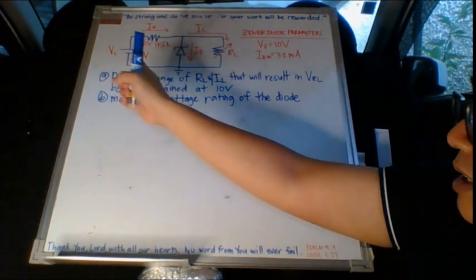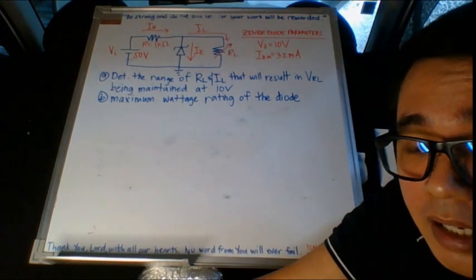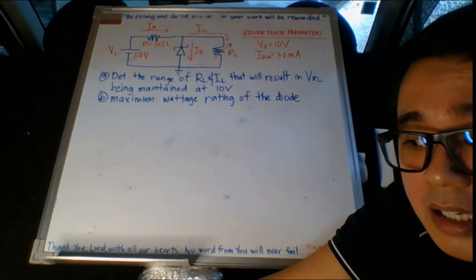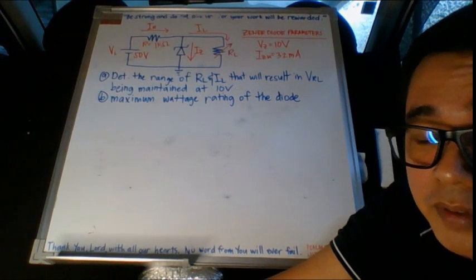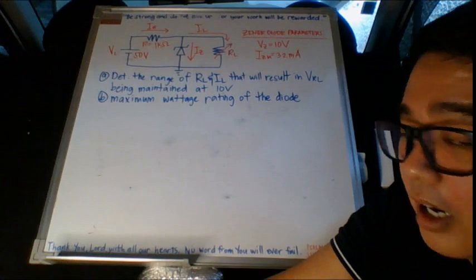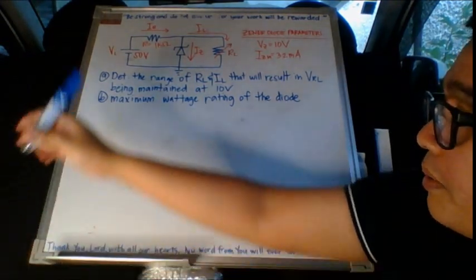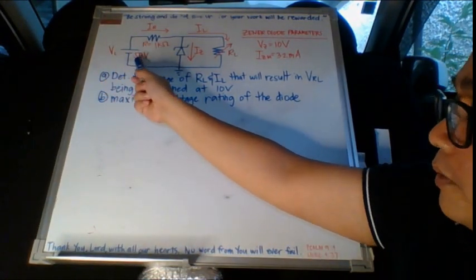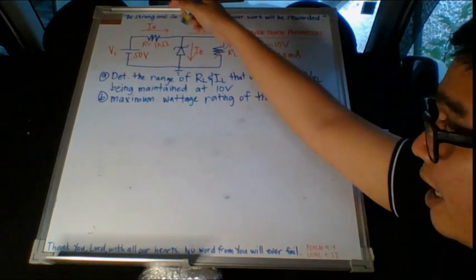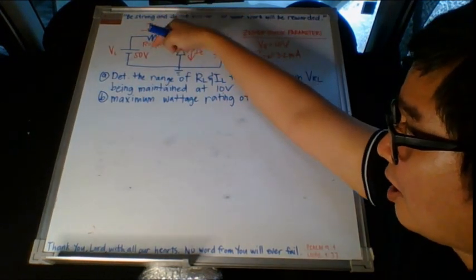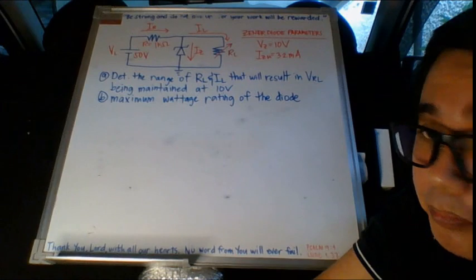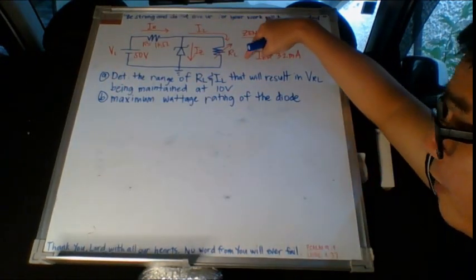Kung mapapansin natin yung Zener circuit natin ay ganun pa rin naman ang components kagaya ng diniscuss natin sa previous video natin. Here are the circuit components. We have an input voltage of 50 volts DC. We have a series limiting resistor R equals 1 kilo ohm.